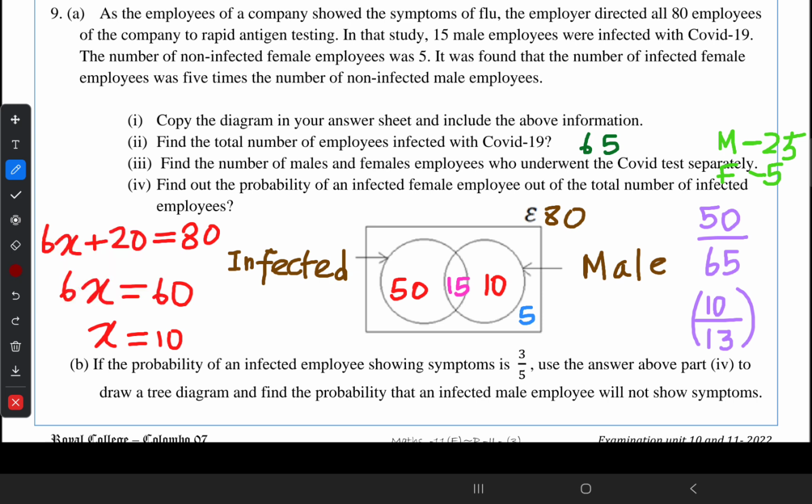If the probability of an infected employee showing symptoms is this one, use the answers above in part 4 to draw a tree diagram to find the probability an infected male employee will not show symptoms. Okay, so let's construct a tree diagram.